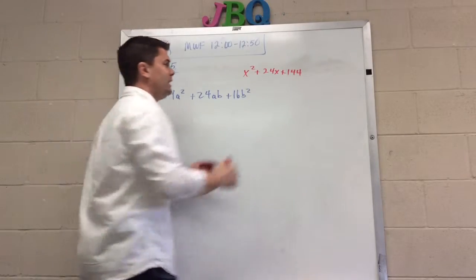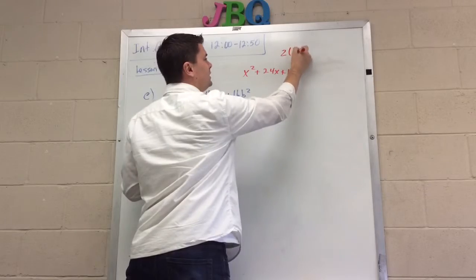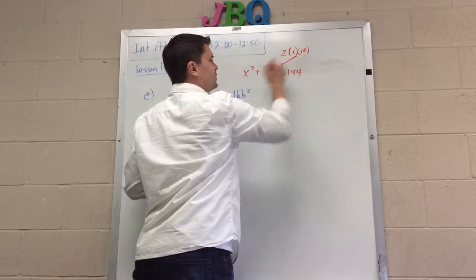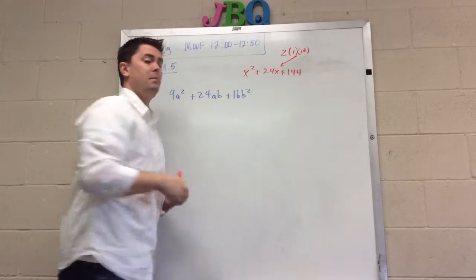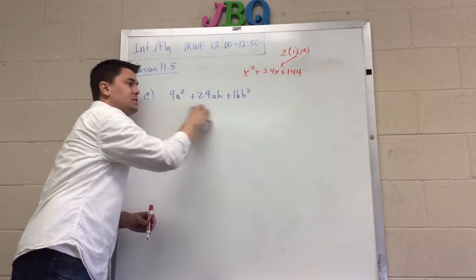What's really happening is 2 times the square root of this number, which is 1, times the square root of this number, which is 12. That's where that 24 comes from, but we never think of it that way because this is a 1. But what happens if this is not a 1? So everybody see what we've got here.